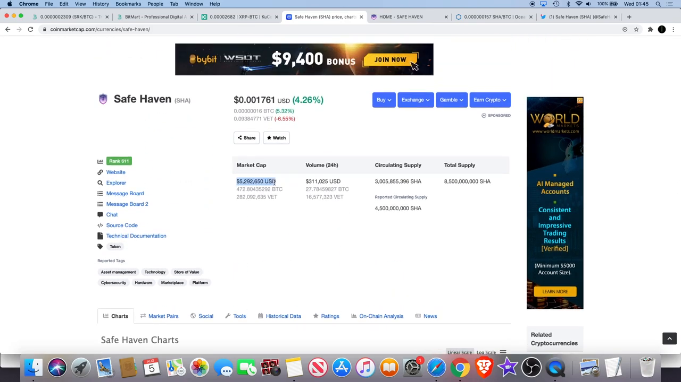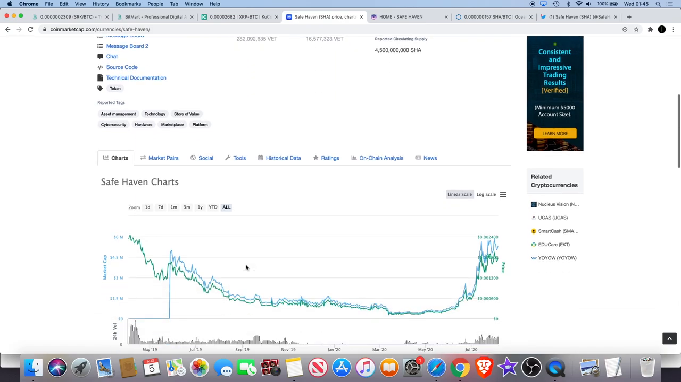So it's a low cap gem. The market cap's currently at 5.2 million, all right, with a total supply of 8.5 billion, circulating supply of 3 billion. All right, and it's currently ranked at 611 on CoinMarketCap.